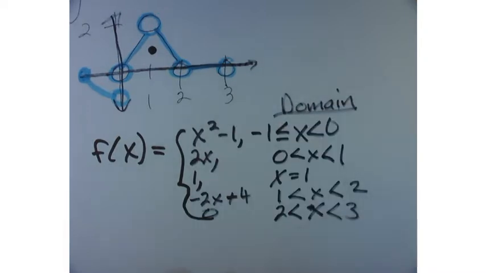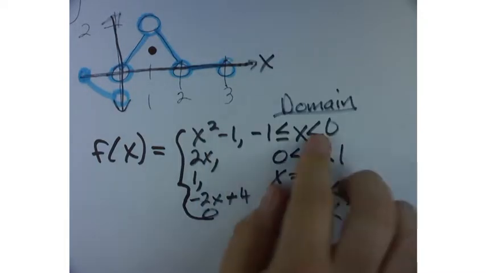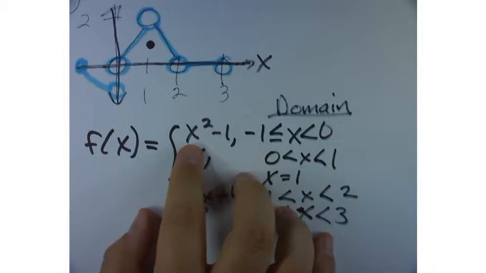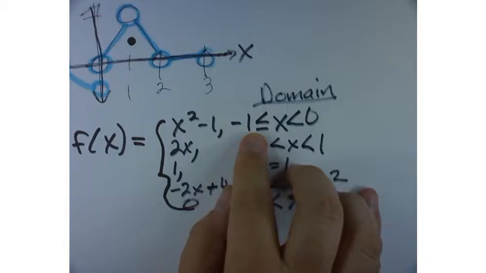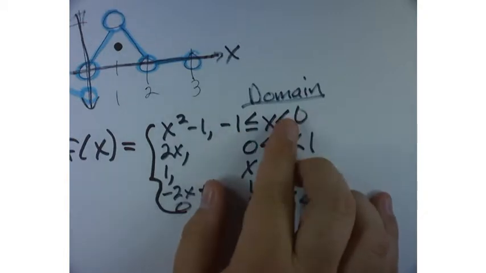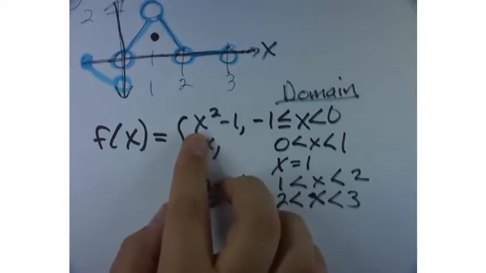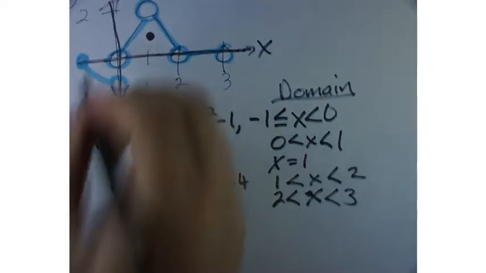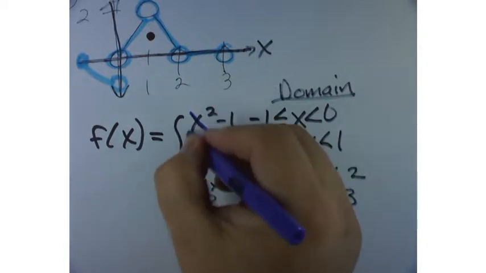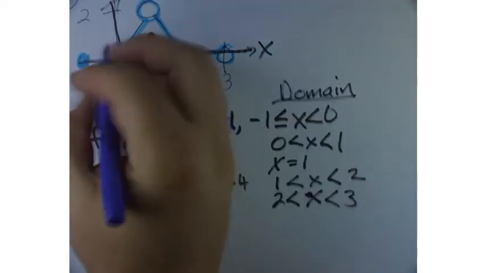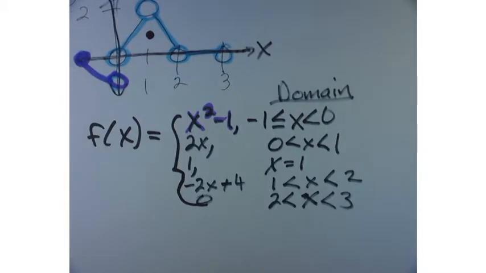So as we go through the domain in the x direction, based on the domain, we're going to apply different principles for our y values. When we look at the piecewise function, we're saying when we go from negative 1 to 0, use this function, x squared minus 1, to get your corresponding y value. So if I were to graph that, this right here is this function right here.